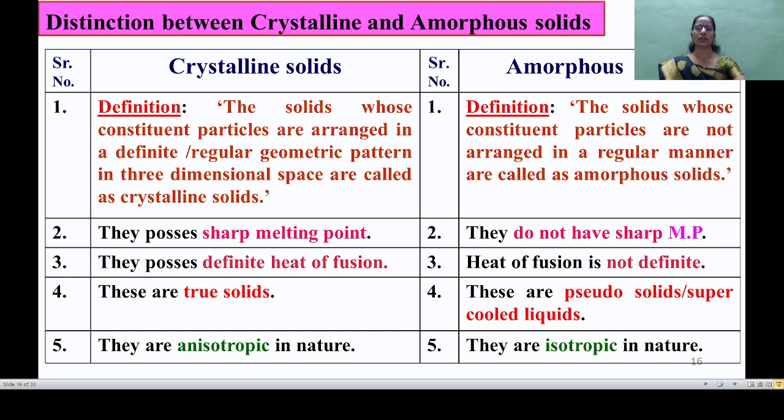In the exam, the question may be asked to distinguish between these two types of solids for 2 marks. And to achieve 2 marks, you have to write at least 4 points of difference. Okay. Now see the meaning of the term isotropy. In order to understand this term, now observe this picture. This picture gives you the arrangement of constituent particles in the solid.